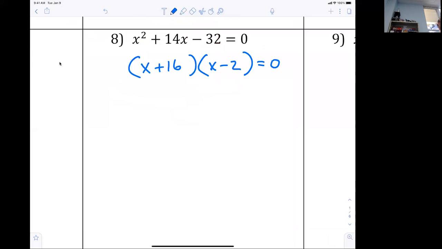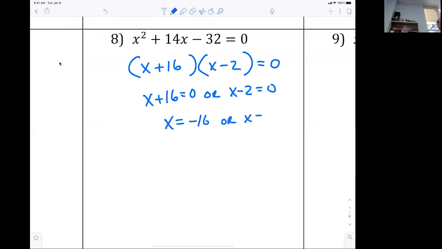So now we're going to come down and just say x equals what, guys? All right, let's just drop that back a step. x plus 16 equals 0, or what? x minus 2 equals 0, right? So my solution would be x equals negative 16, or x equals 2. There you have it. Everybody good with this? All right, here we go.